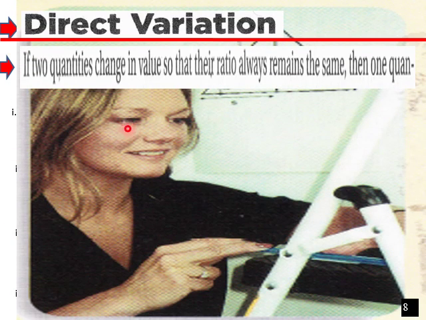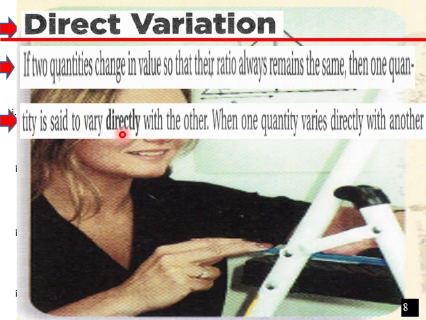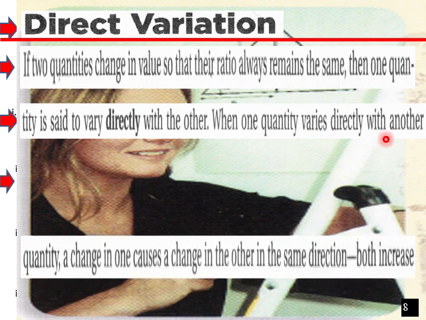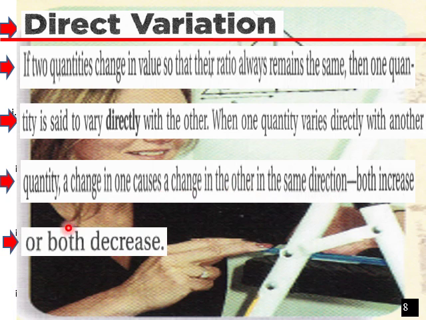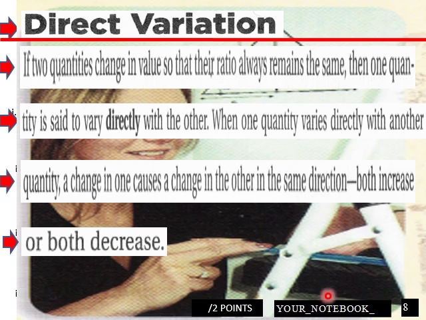Direct variation. If two quantities change in value so that the ratio always remains the same, then one quantity is said to vary directly with the other. When one quantity varies directly with another quantity, a change in one causes a change in the other in the same direction. Both increase or both decrease. So that would be a direct variation. Notebook, page 8.